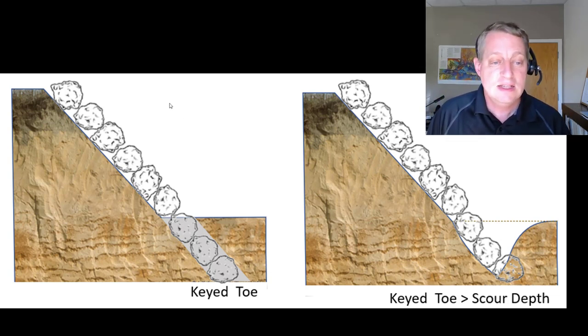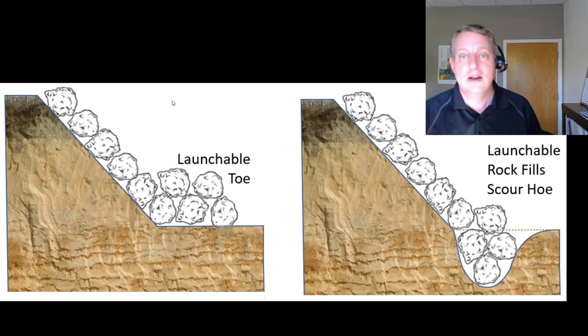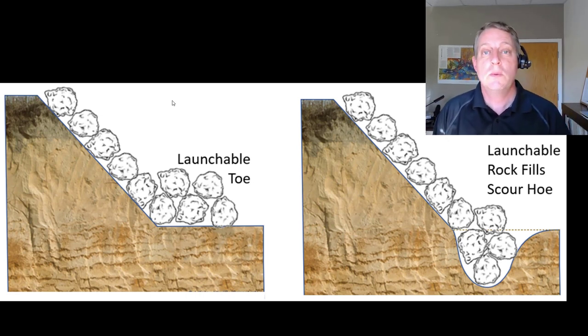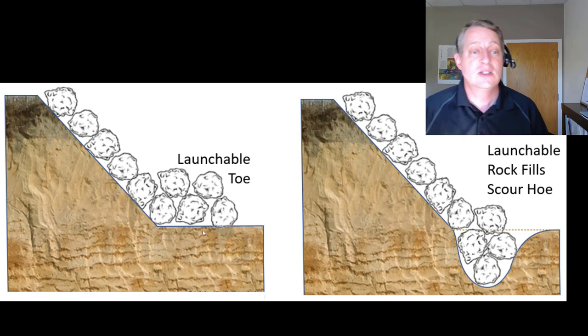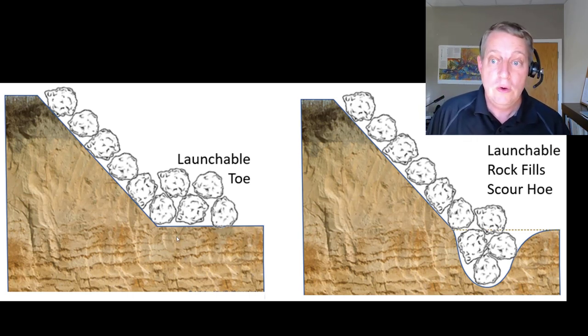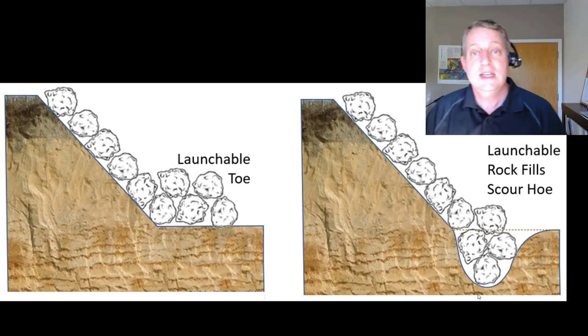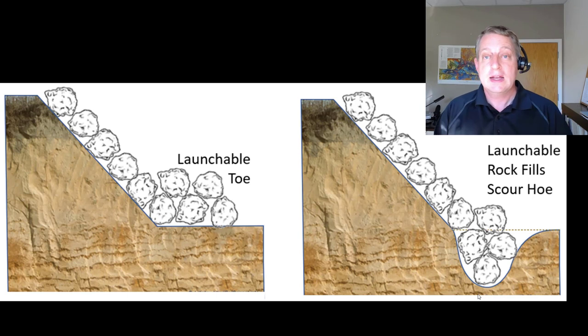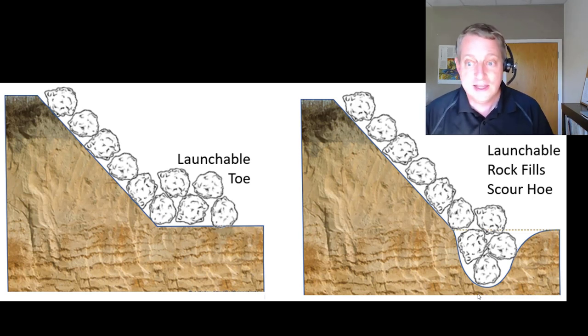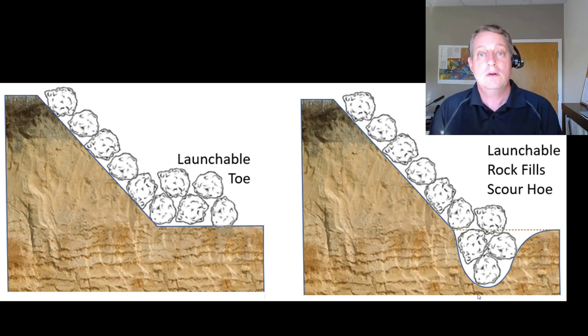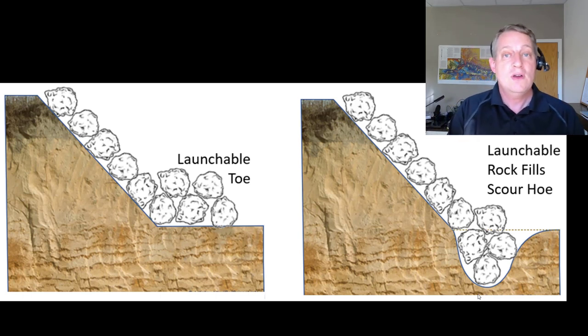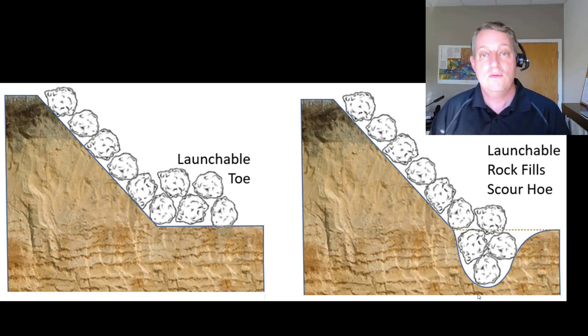The second, easier and more common, smaller-systems approach is what we call the launchable toe. In this case, you just overload the toe so that when the river does scour, the riprap launches, that's where the term comes from, it launches into that scour hole and continues to protect. It's a self-healing method so that as the river excavates the toe, you have sacrificial rock there to fill that hole, and so the toe doesn't get undermined.